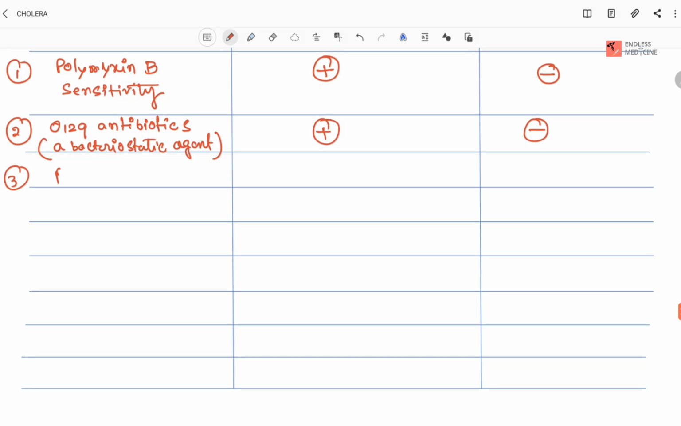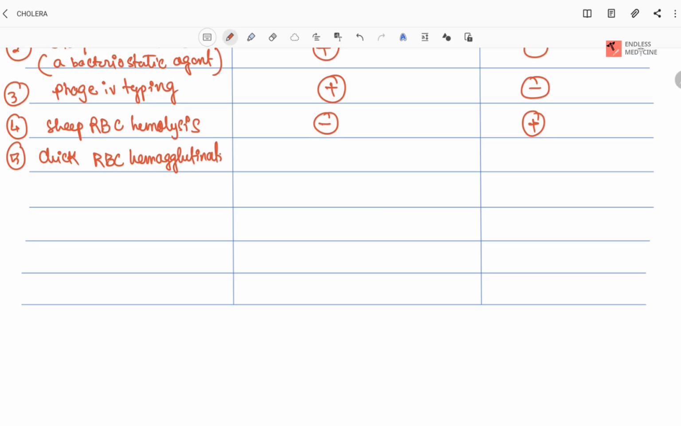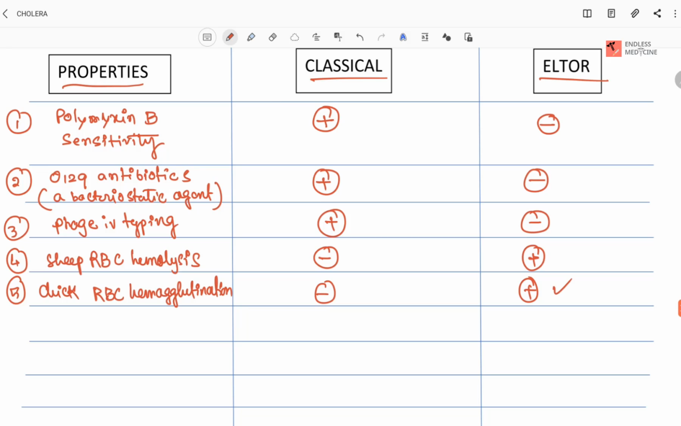Third, phage 4 typing. Again, classical is sensitive, El Tor is not sensitive. Fourth, sheep RBC hemolysis. It is negative for classical, positive for El Tor. Fifth, chick RBC hemagglutination. That is, classical is negative, El Tor is positive.